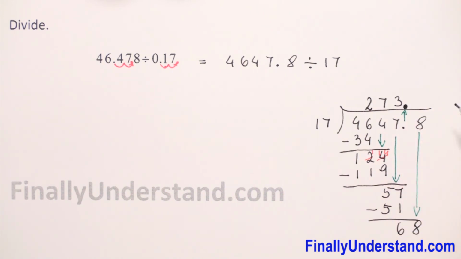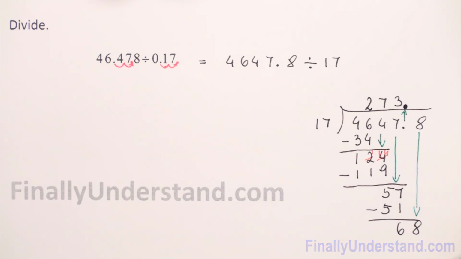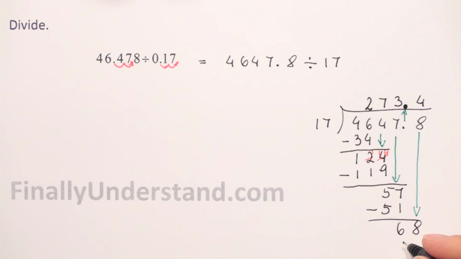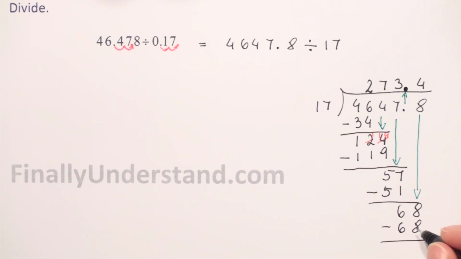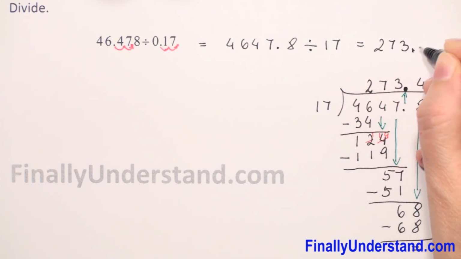And now, how many times can we put 17 to 68? 4 times. So this is 68. 4 times 17 is 68. Subtraction, 68 minus 68 is 0. So we finish long division. Our remainder is 0. And our solution will be 273.4.